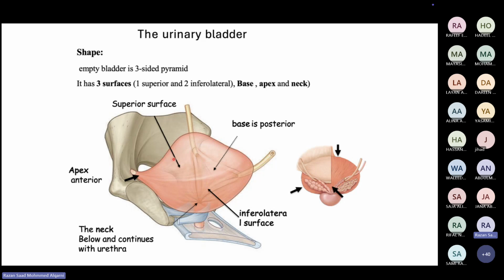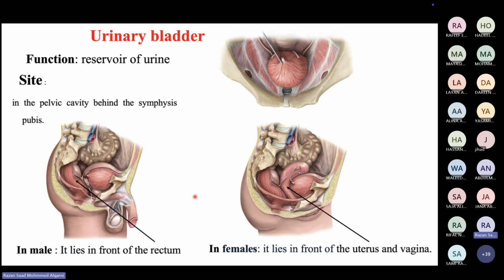So now, superior, two inferior lateral, and one anterior, which is the apex, and the posterior is the base. These are the surfaces of the urinary bladder.